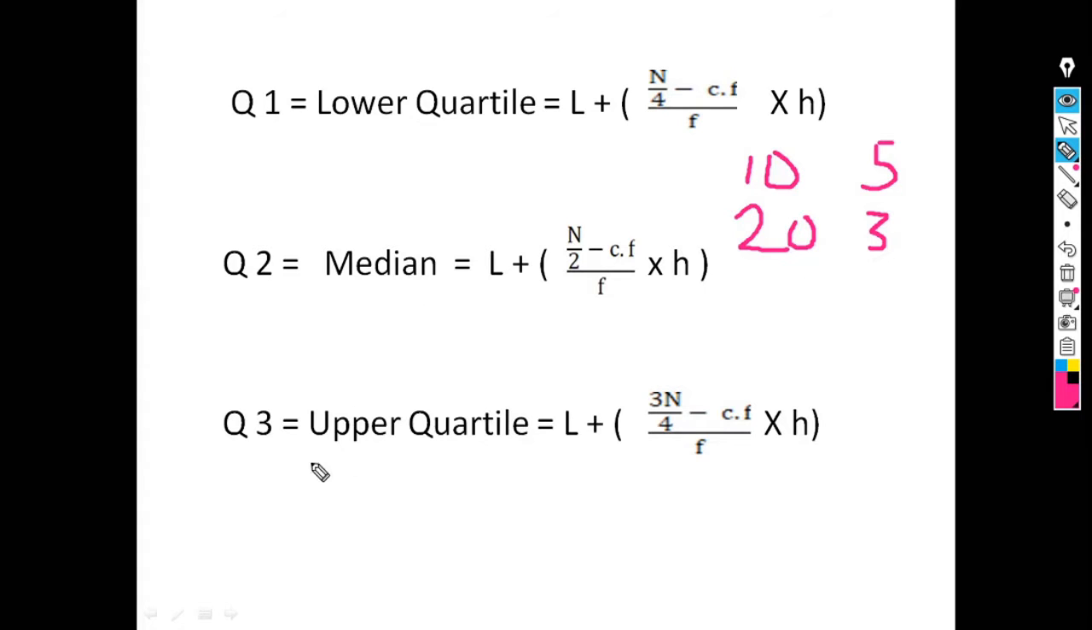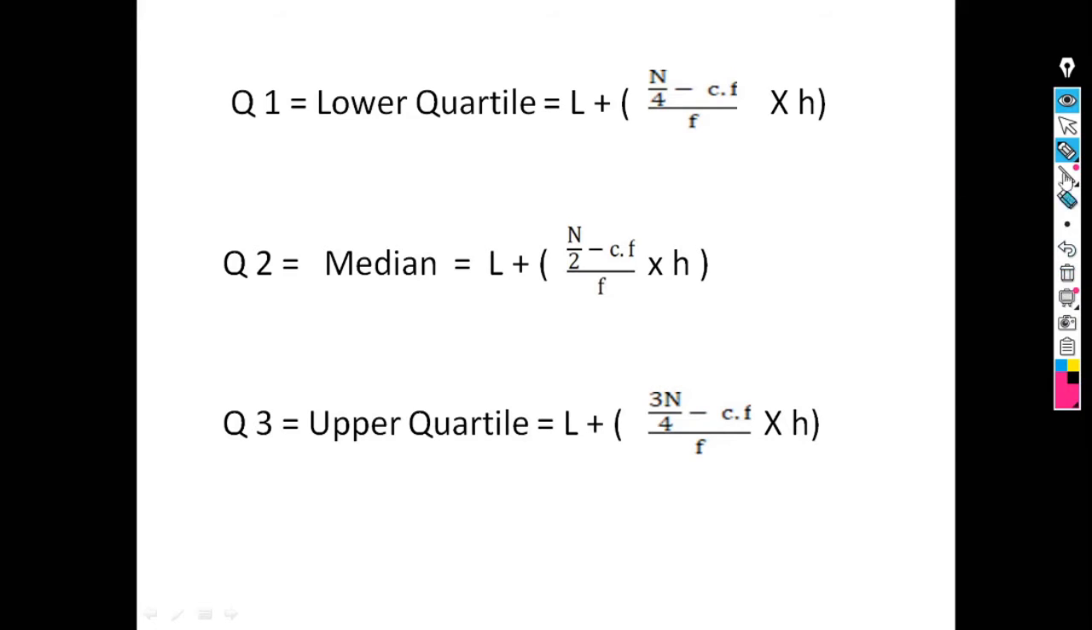And for Q3 or upper quartile, it is the value of the 3n by 4th observation. For Q3 we have to choose the value of the cumulative frequency which is just greater than the 3n by 4th observation. So in this way we can calculate the quartiles for discrete type of distribution.